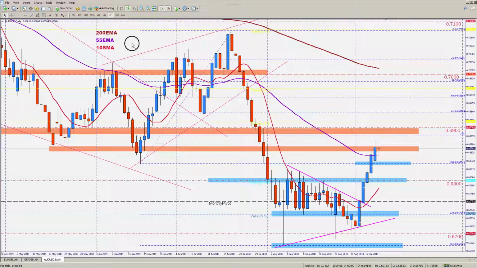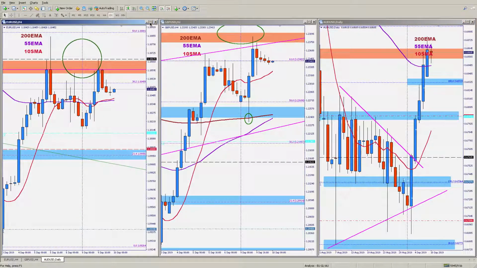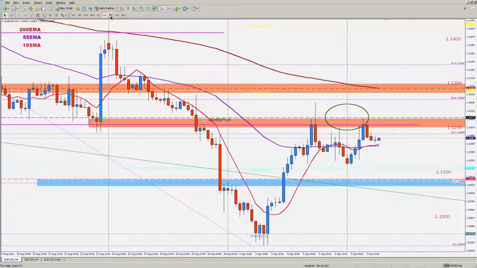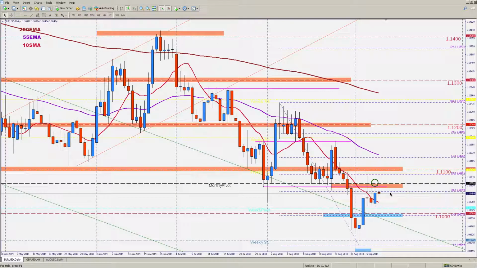Okay. So there will be a lot of consolidation for today and perhaps tomorrow until the ECB meets on Thursday night, and we'll see what that price action is going to be like.